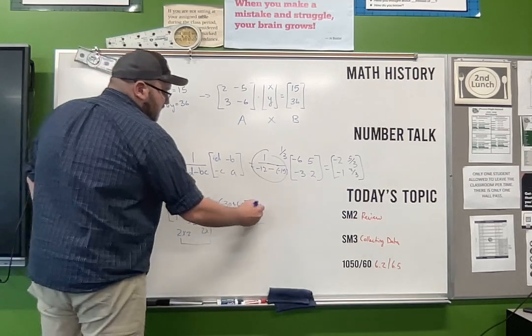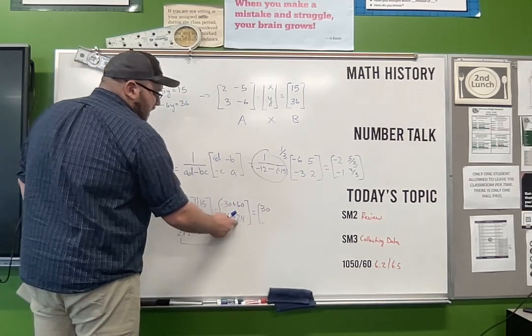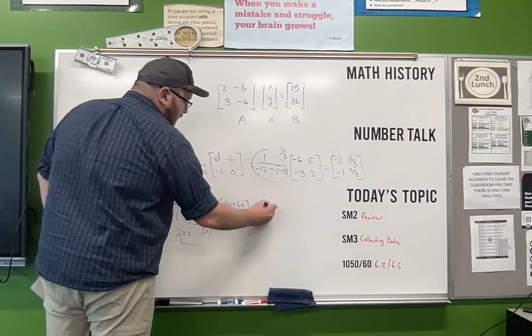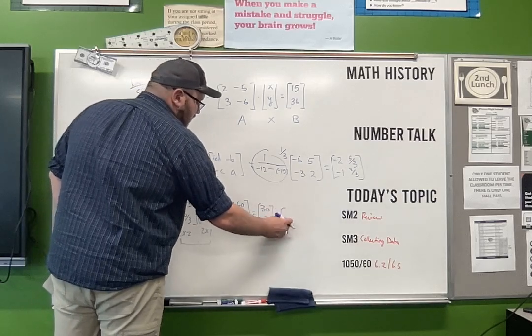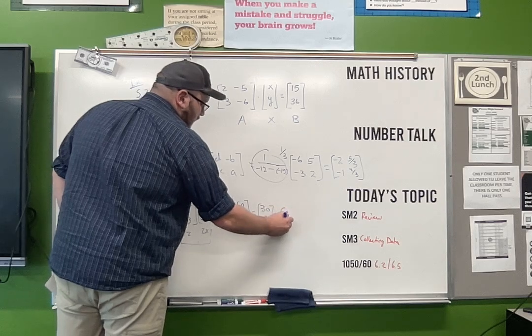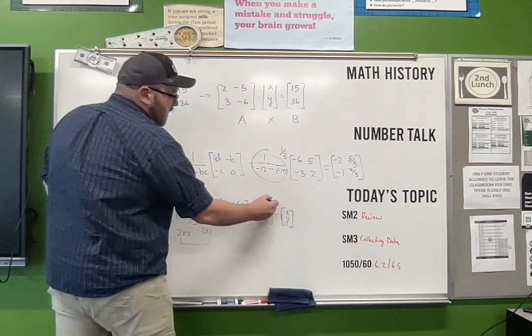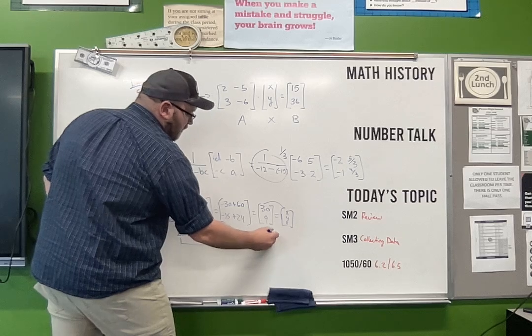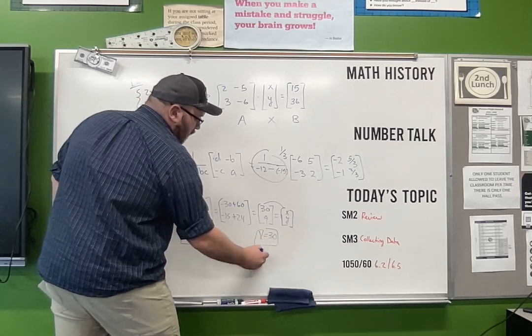So negative 30 plus 60 is 30. Negative 15 plus 24 is 9. That should equal our solution matrix, right? X, Y. Well, that means that X is equal to 30 and Y is equal to 9.